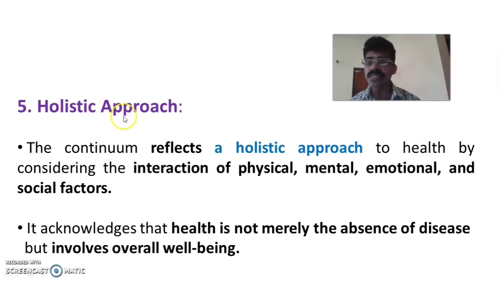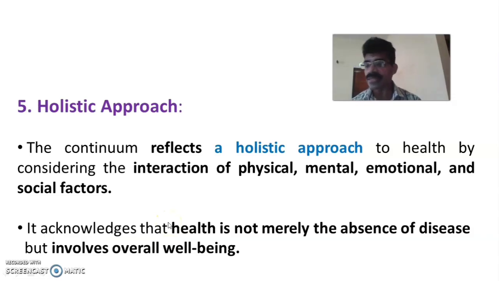Then the fifth key point is holistic approach. So this health illness continuum actually reflects a holistic approach, okay, towards health by considering the interaction of physical, mental, emotional and social factors. So there are many factors which influence our health. Interaction of these factors will lead to holistic health, okay. So the continuum reflects a holistic approach to health by considering the interaction of physical, mental, emotional and social factors.